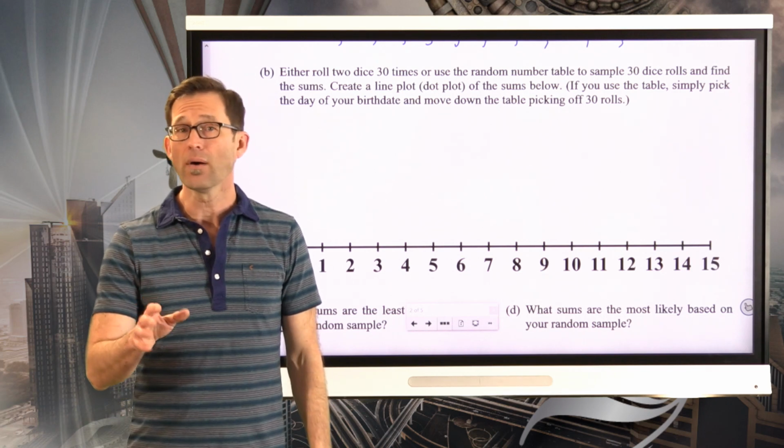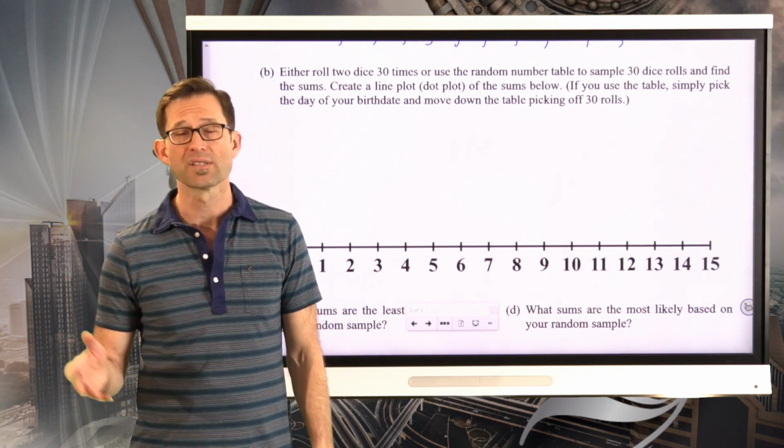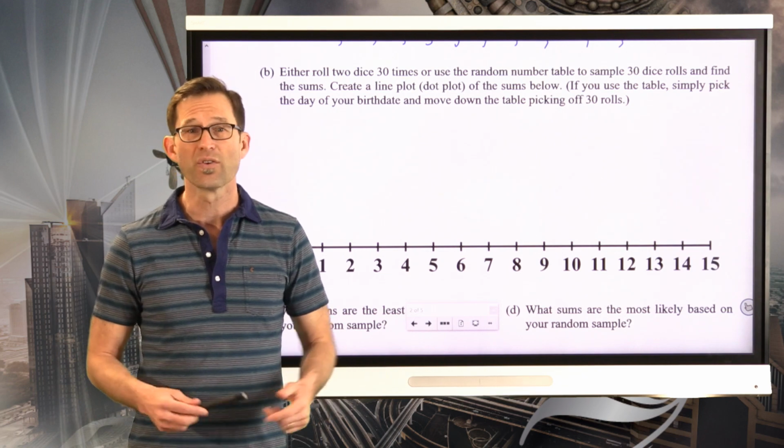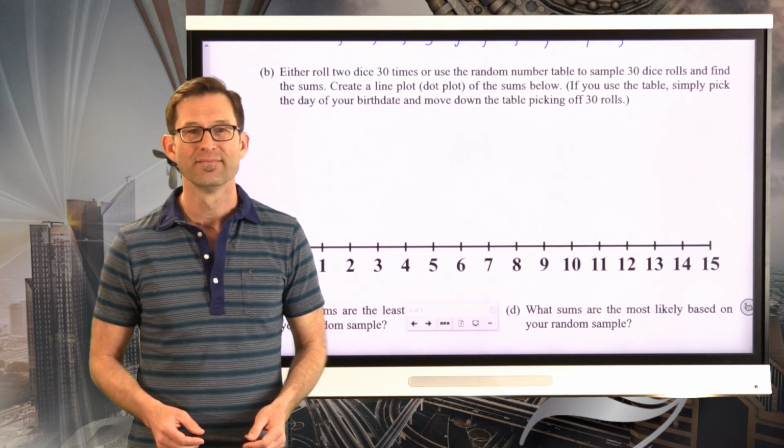So pause the video now. It might take you up to 10 minutes to do this kind of simulation. Go ahead and do it. Draw your dot plot, and let's see what you have.